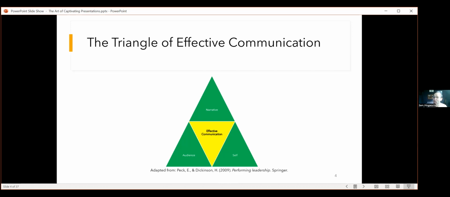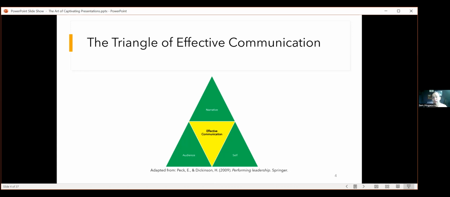And this is grounded in a piece of research from business scholars called Peck and Dickinson. And I've adapted it myself. And what this basically says is that in order to have effective communication, there's three things that we need to consider. We need to consider the narrative. So that's what we're saying. We need to consider the audience. So that's who we're saying it to. And we need to consider the self. So that's how we're saying it.